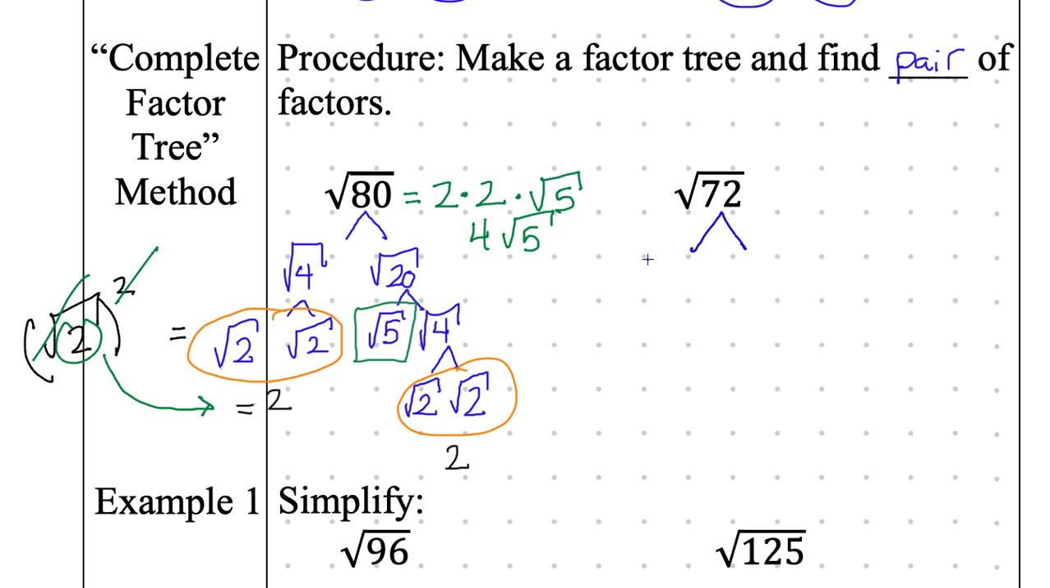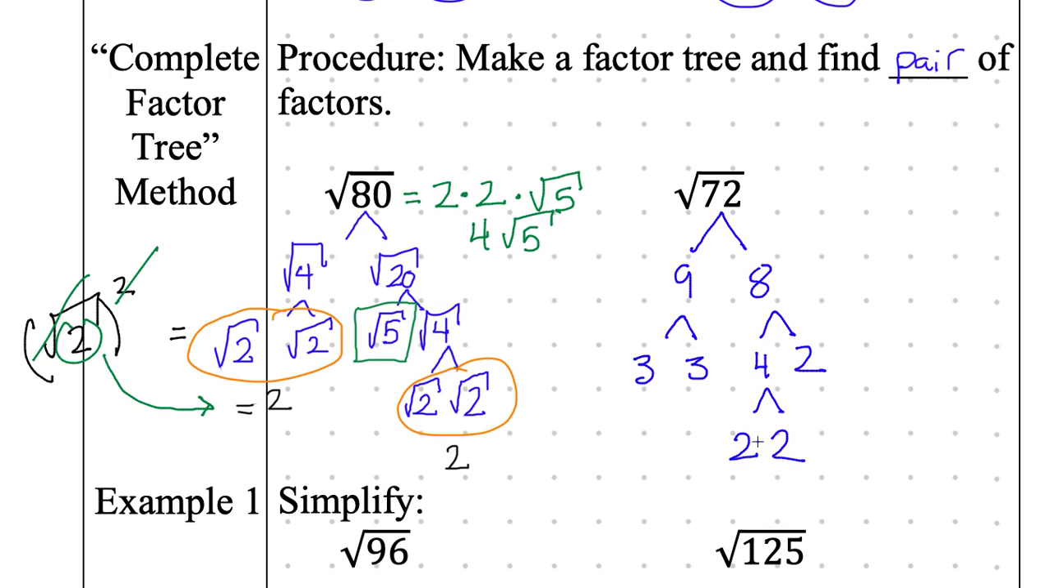Another quiet raised hand. I think everyone is in, right? So we can just do rapid fire. 72, go. What times what is 72? 9 times 8. And what is 9? 3 times 3 times 3. And then 8 is 4 times 2. And then 4 is 2 times 2. Perfect. Thank you.